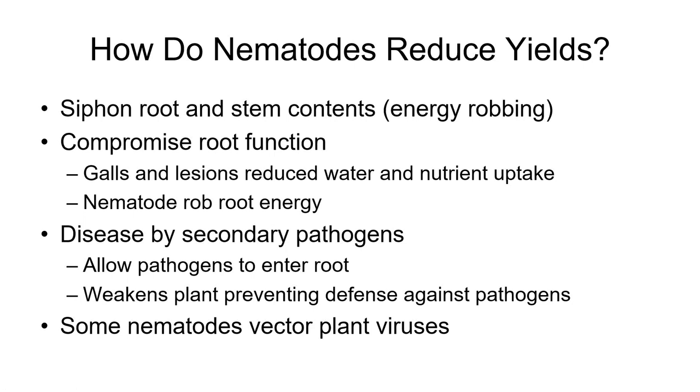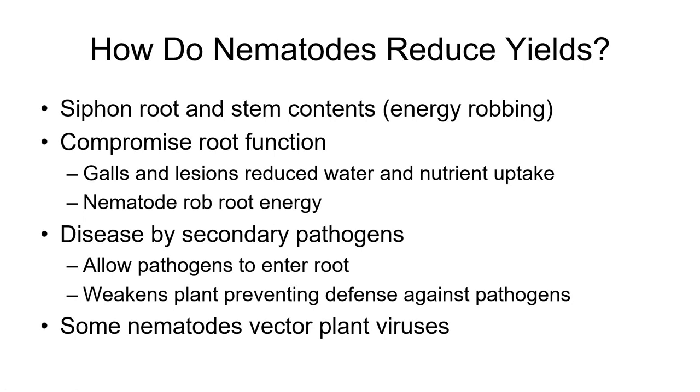Now, the other thing that nematodes do is that they can damage the root physically by making holes in it to enter, or by feeding, leaving residual holes, and other pathogens can then enter the root, like bacterial and fungal pathogens, and then cause a disease. And I'm referring to that as the secondary pathogens as a result of nematode feeding.